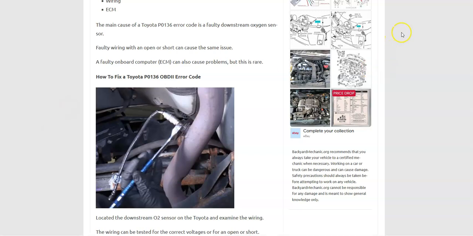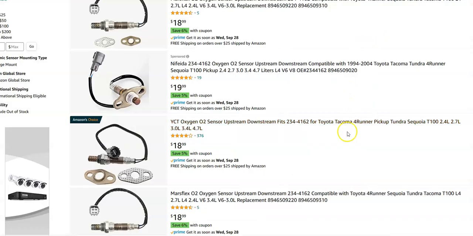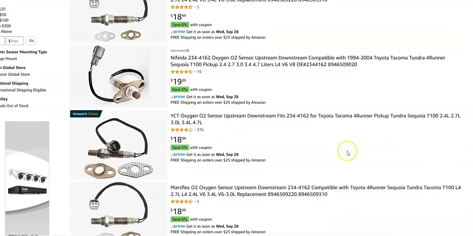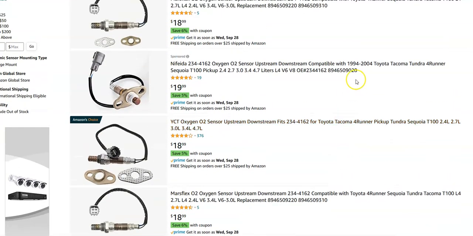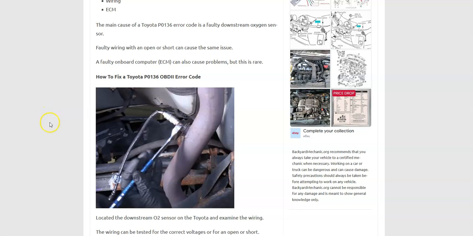They're a pretty low-cost item. I'm going to jump over on Amazon, just to give you an idea how much they cost. They're usually less than 20 bucks, so they're not expensive or anything. And so the main thing, after the wiring has been checked, is to go ahead and replace the sensor.